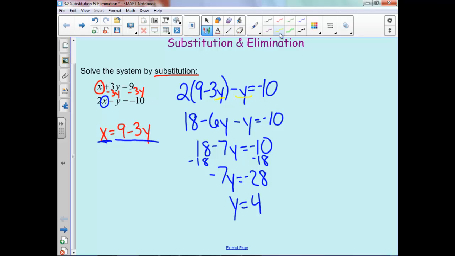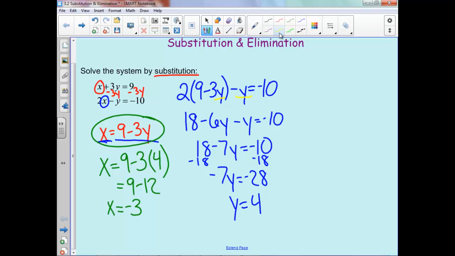So now notice we have our y value. We can now use this and plug it into our expression here and figure out what our x is. And remember, we found out our y was 4, so we just substitute in 4 for our y. So our answer is negative 3, 4.